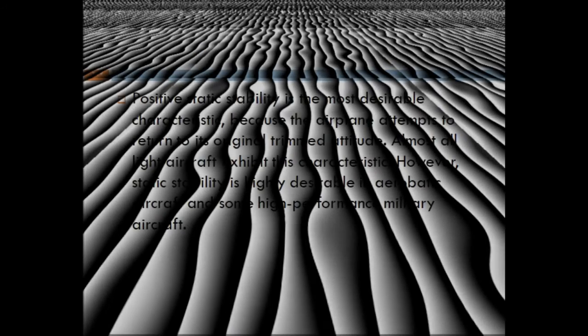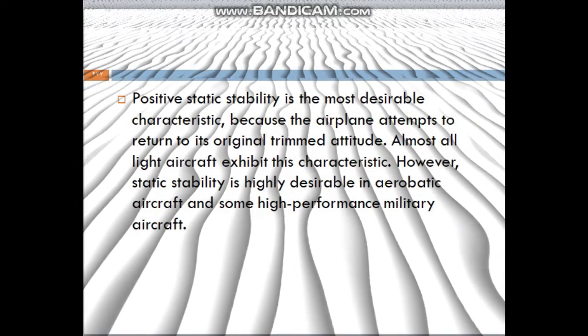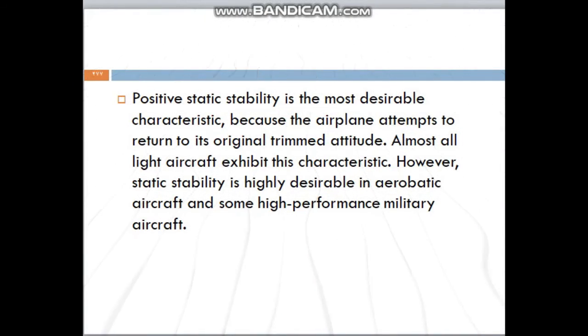Positive static stability is the most desirable characteristic because the airplane attempts to return to its original trimmed attitude. Almost all light aircraft exhibit this characteristic. However, static instability is highly desirable in aerobatic aircraft and some high-performance military aircraft.